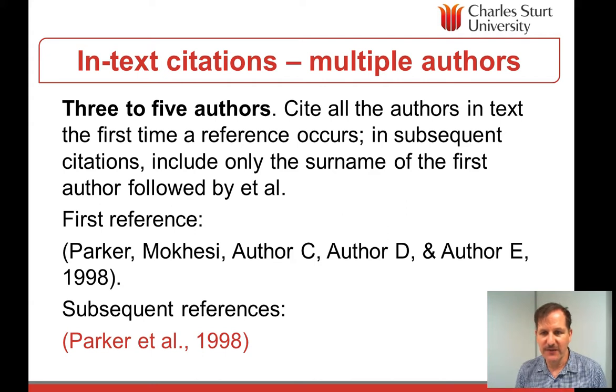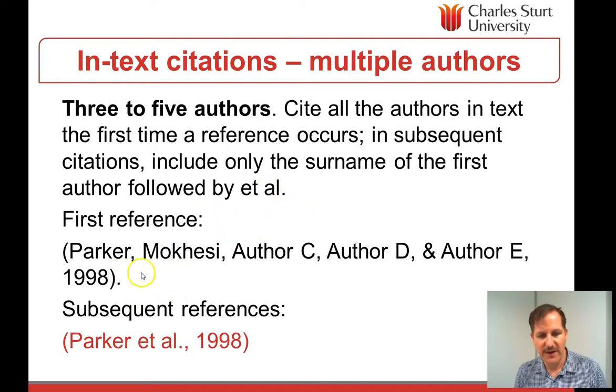In-text citations using multiple authors, three to five authors. It's not unusual in a lot of business reports or scientific reports, especially, to have many authors. To cite three to five authors, you cite all the authors the first time a reference occurs, and in subsequent citations, include only the name of the first author followed by et al. Et al. is a Latin abbreviation which means and others.